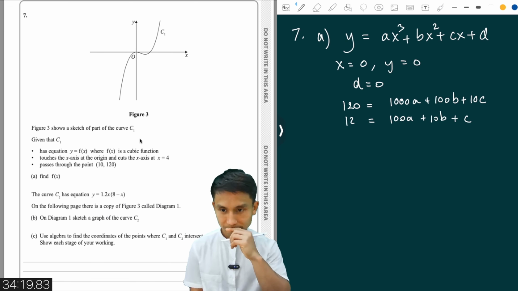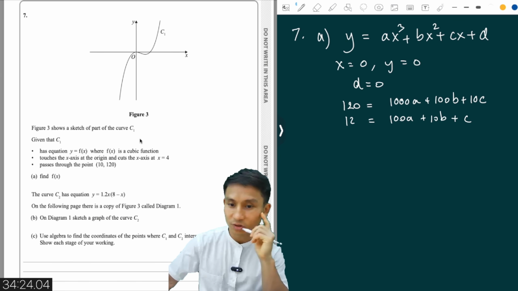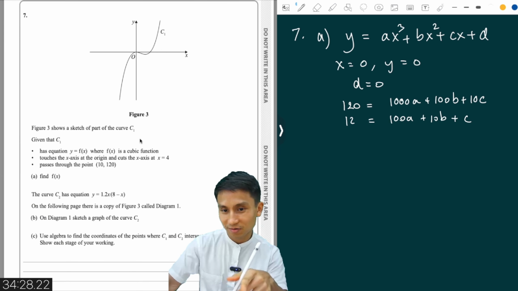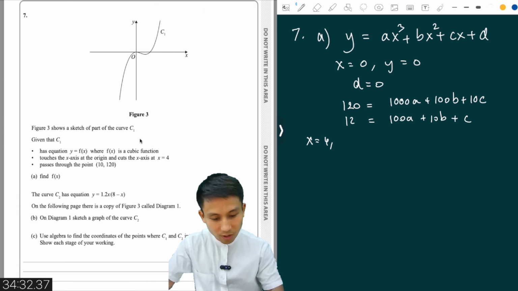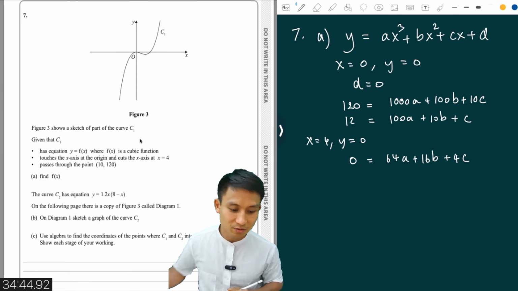And then we also have a turning point at the origin, don't forget. Oh, hang on, we also have the root being 4, right? So if we sub 4 in, we should get y equals 0. So here we have 0 equals 4 cubed, which is 64, 4 squared is 16, 4 is just 4c, and d is already 0.